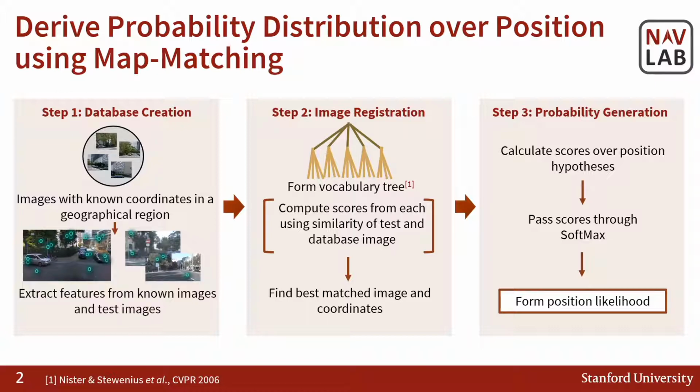In the second step, we utilize a concept from computer vision known as vocabulary tree, which helps us to compute similarity scores in a computationally scalable manner. These scores represent the degree of similarity of each test image with respect to images in the database. Based on these scores, we can find the best matched image and its corresponding coordinates. In the last step, we compute a probability distribution over position by passing these similarity scores through a softmax function.